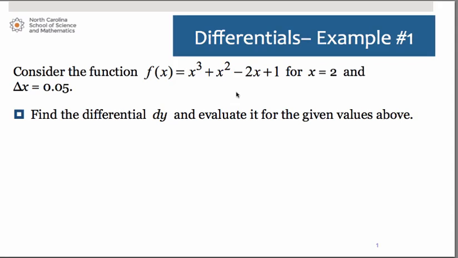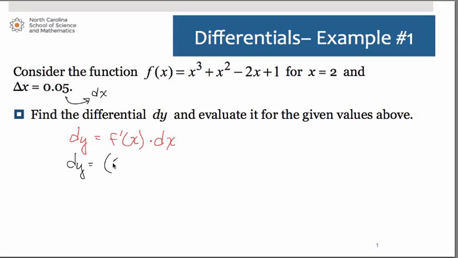The first thing to recognize is that this delta x of 0.05 is the same as what we're going to use for dx throughout the problem. So that's one thing to keep in mind. The first thing we're asked to do here is to calculate the differential dy and evaluate it for the x value of 2. Remember how we calculate our differential. Dy is going to be equal to f prime of x times dx. We know dx, that's 0.05.